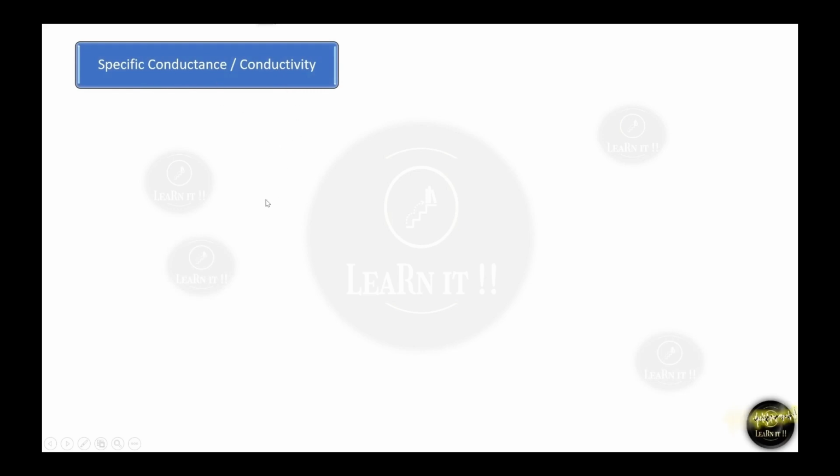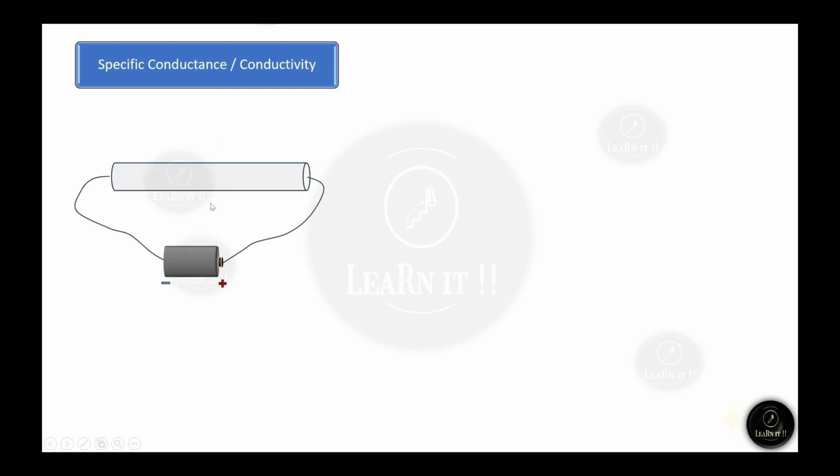We can understand this concept with an image. Here the conductor is connected to a battery. You know that the battery provides the electrons. So electrons within the material also start to flow. So electricity flows in the opposite direction. We already know about it.